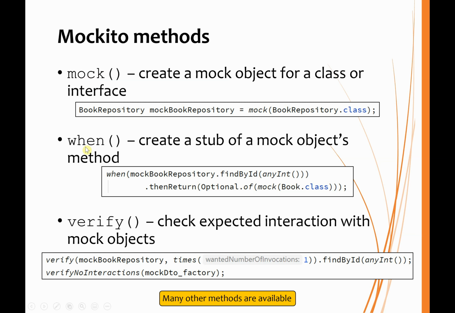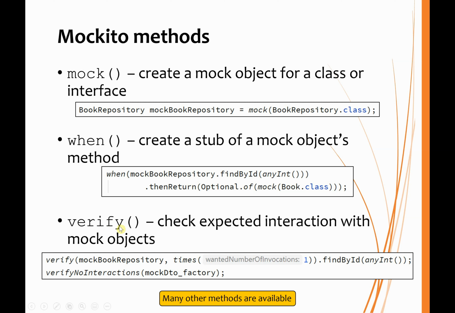With the when method, we can create a stub for a mock object's method. For example, when mockBookRepository.findById is called, then return a value. And every time the test calls this method, that result will be returned. So we're calling methods in a mock object, and that mock object will always return the result that we say.